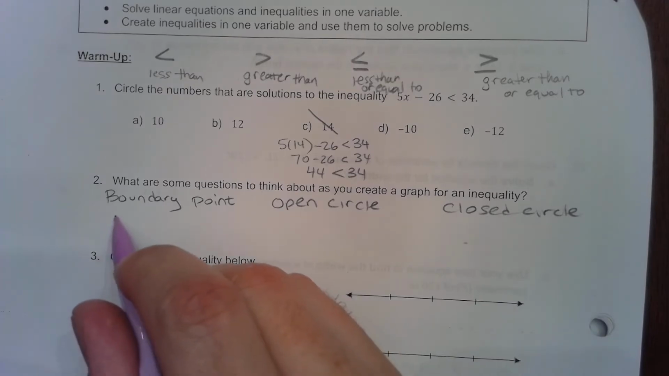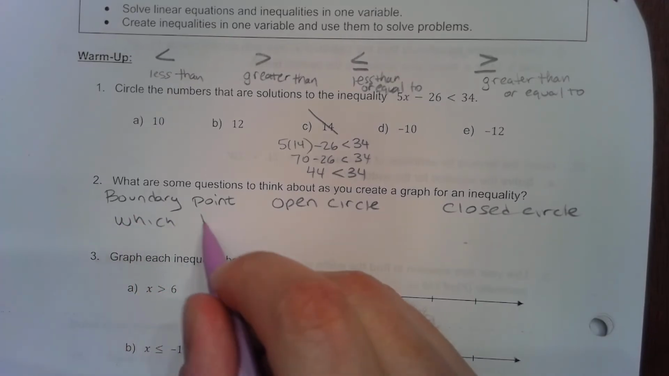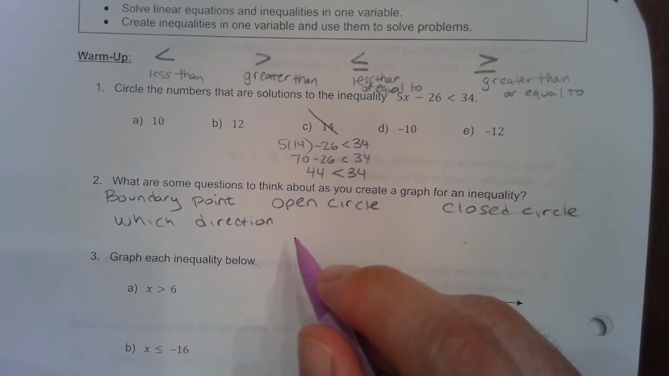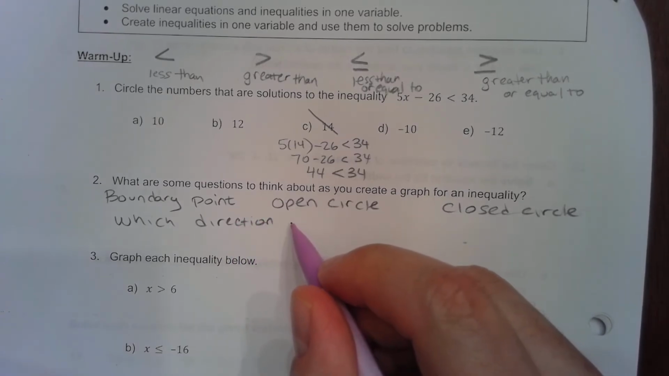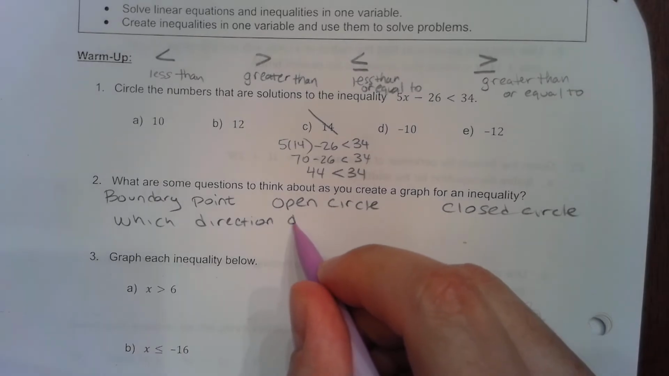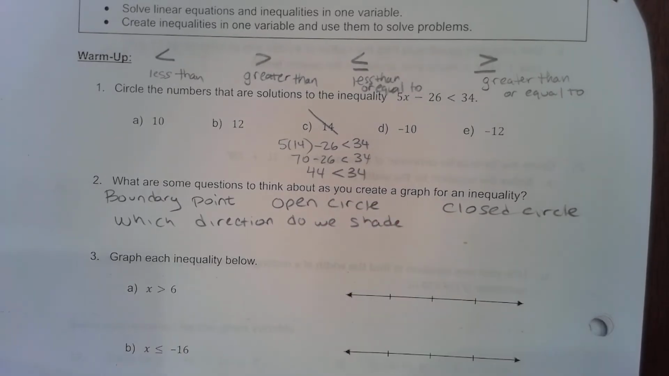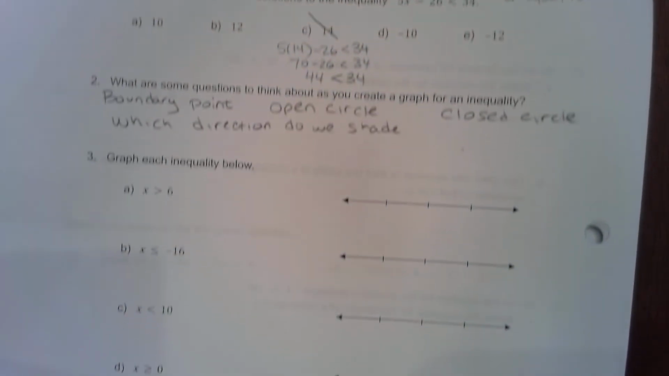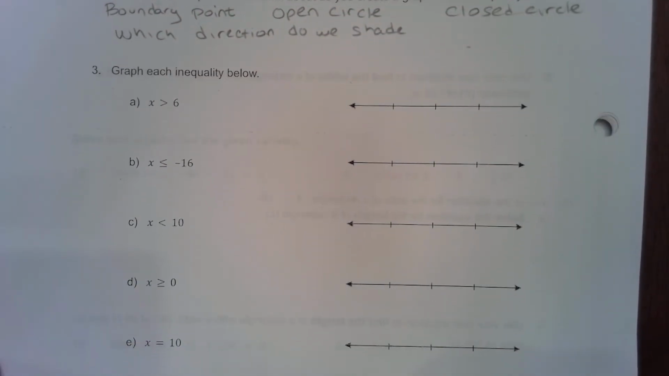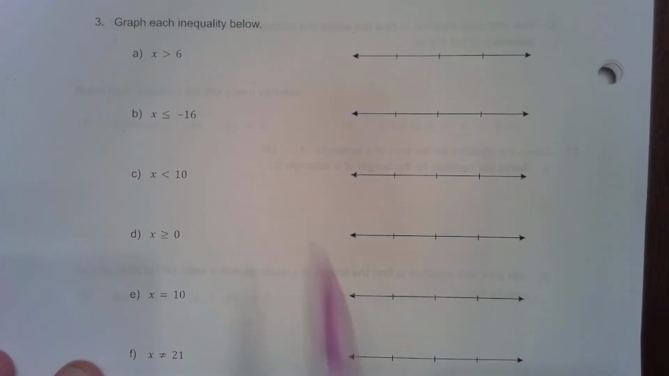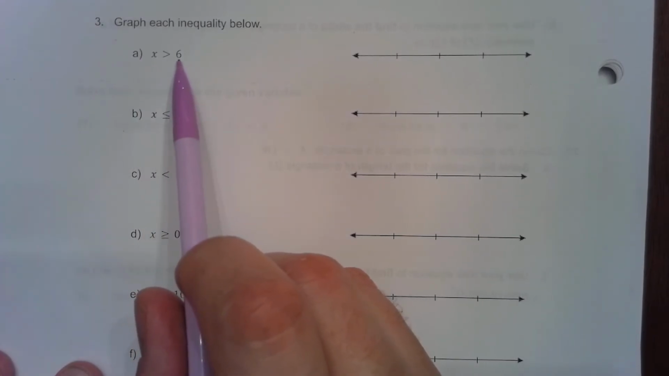And then which direction do we shade? Sometimes we shade to the left, sometimes we shade to the right, and sometimes we shade both. So which directions do we shade? We shade according to what the inequality says the solutions will be. All of these are simplified or solved inequalities. We'll get to letter F, which you can't see yet, eventually, but we're using the symbols from above. This says x is greater than 6.